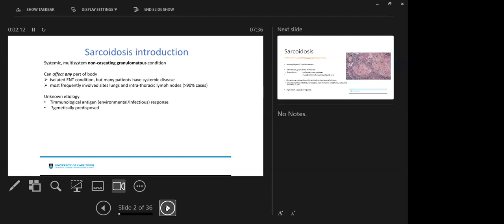And the most frequently involved sites are lungs and intrathoracic lymph nodes, with more than 90% of cases of sarcoid involving these two sites. The etiology is really not well known. They think that there may be an immunological antigen, which could be viral, environmental, infectious. This then triggers a response in genetically susceptible patients.